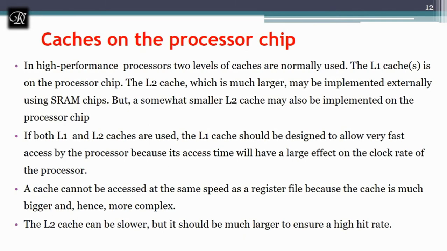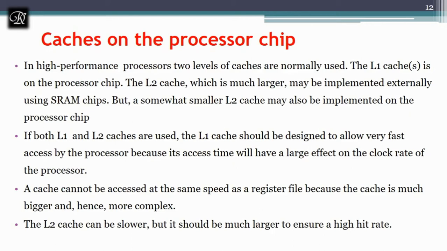In high performance processors, 2 levels of caches are normally used. Right now in the market we are having 3 levels of cache. The L1 cache is on the processor chip, and the L2 cache, which is much larger, is implemented externally using SRAM outside the processor, but somewhat smaller, the L2 cache may also be implemented on the processor chip. If both L1 and L2 cache are used, the L1 cache should be designed to allow very fast access, and the L2 cache will be a little slower.